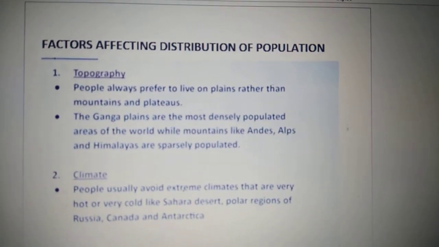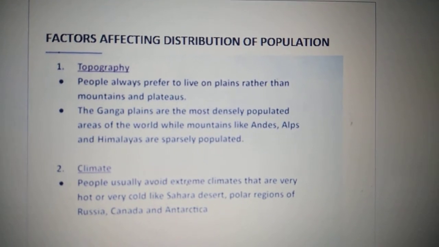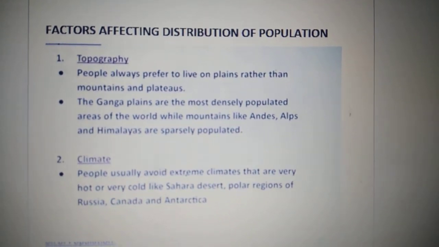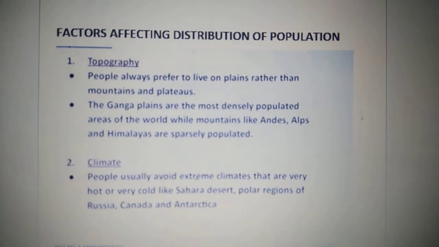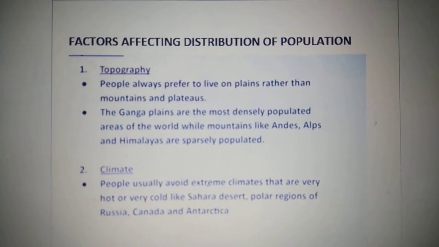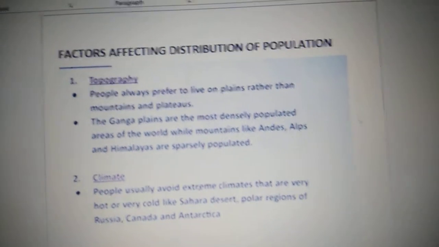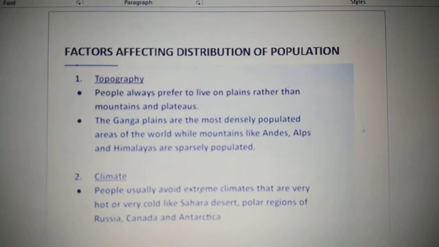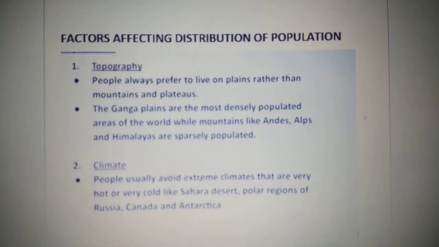Children, let's go ahead to the next topic, that is factors affecting distribution of population. Now first we will look at some of the geographical factors. The first one is topography. Topography are the highs and lows of land. There are plains, there are mountains, plateaus, deserts.